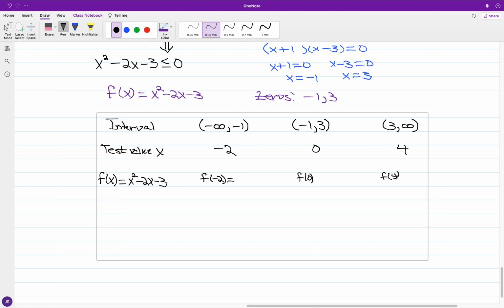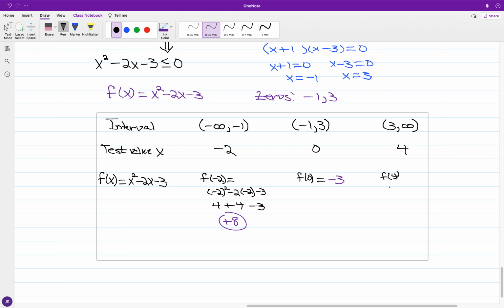So for f of negative 2, in the setup we're going to have the square of negative 2, minus 2 times negative 2, minus 3. We have 4 from the square of negative 2. Negative 2 times negative 2 is a positive 4, and you have minus 3. So for this output, that is going to be a positive 8. And for f of 0, we have 0 minus 0 minus 3. So f of 0 is equal to negative 3.